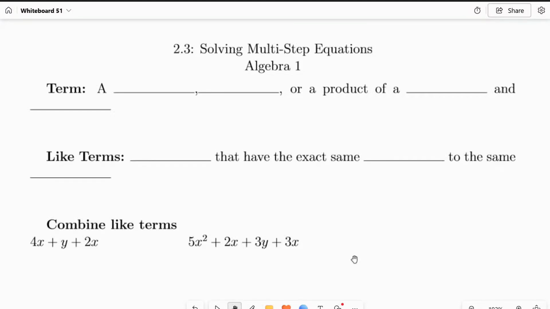Equations. So we have a couple of vocab terms to start us off here. So first of all, we have term. A term is a variable, constant, or a product of a variable and constant.